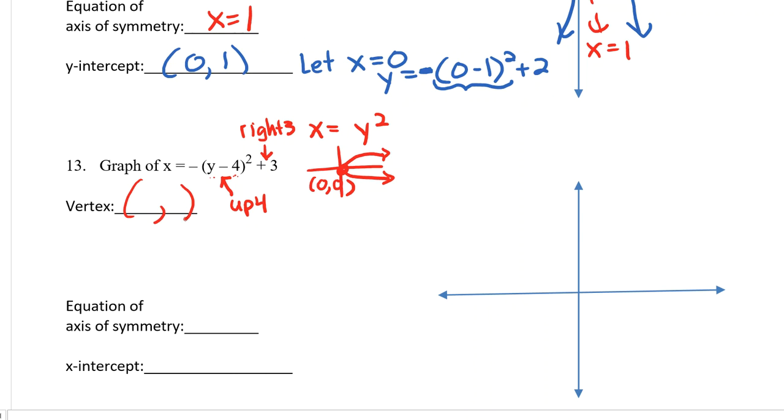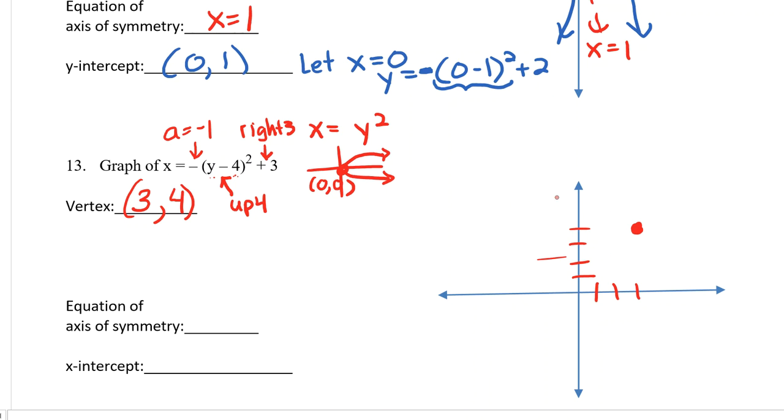So our vertex, we still take the opposite of the number inside the parentheses, but that's our y-coordinate, and we still take the same sign as the value outside the parentheses, but that is our x-coordinate. So our vertex is at (3, 4), and our parabola is sideways because the y is squared, and it has an a value of -1, so it is going to open to the left.